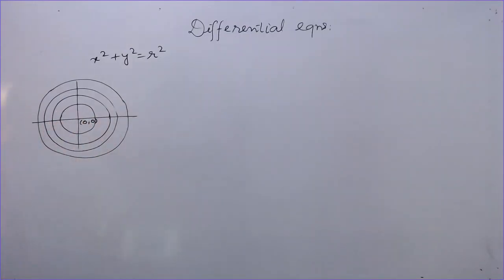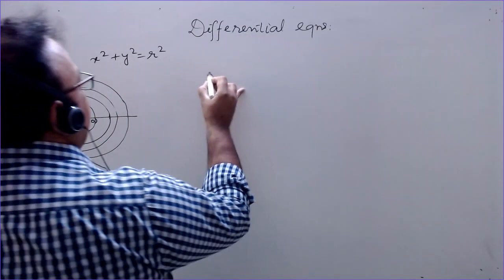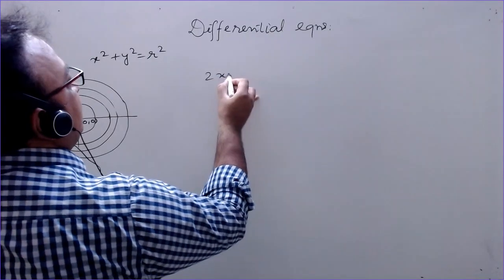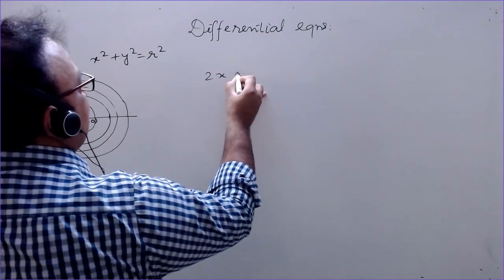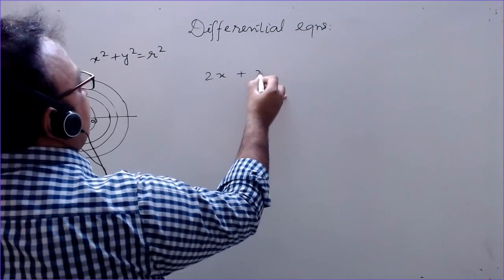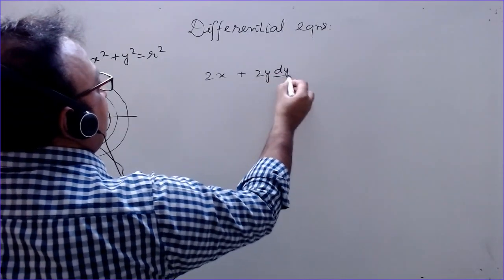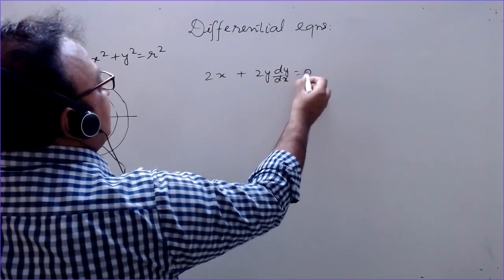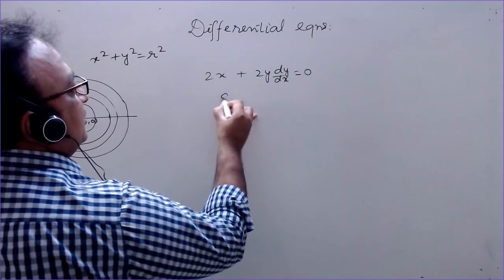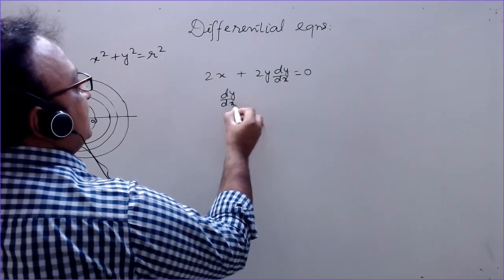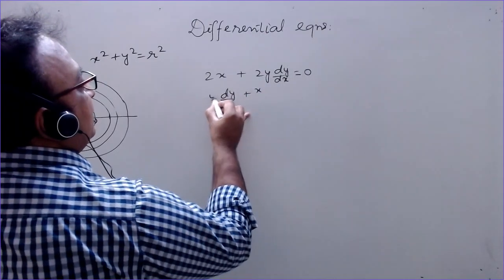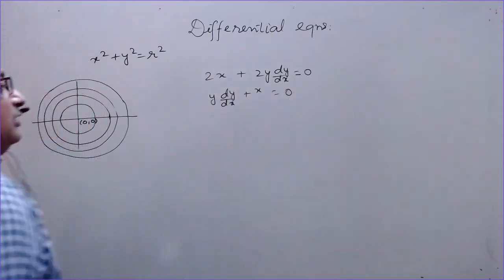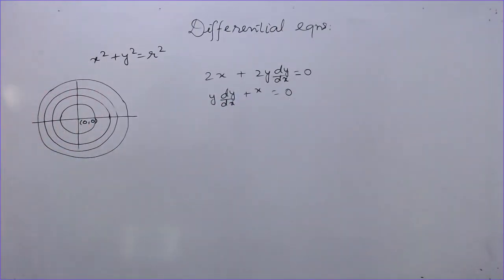So how can we represent this? If I differentiate both sides with respect to x, we get 2x plus 2y dy by dx, and r is a constant, so its derivative is equal to 0. So x plus y dy by dx is equal to 0. This is a differential equation which represents a family of concentric circles having different radii.